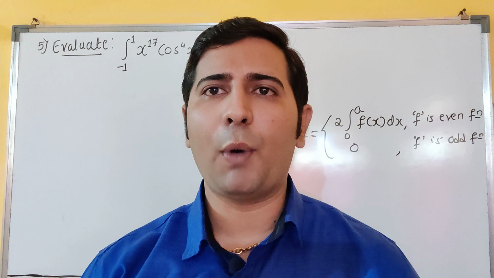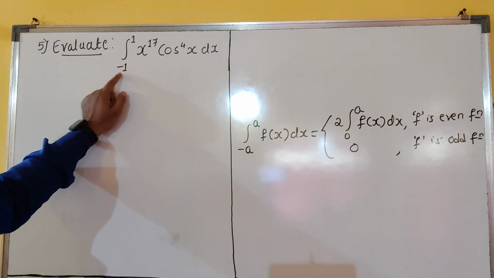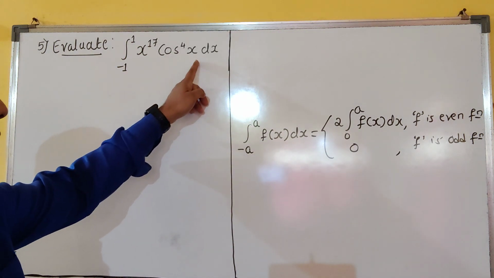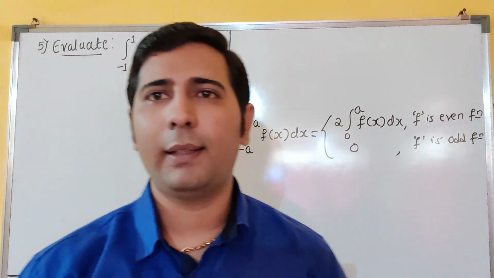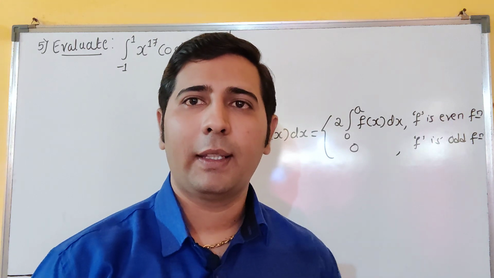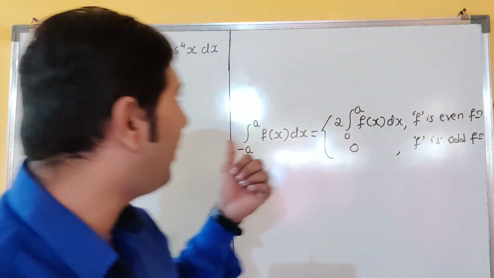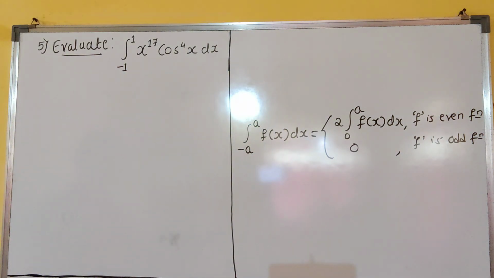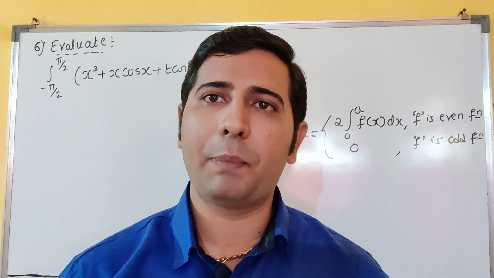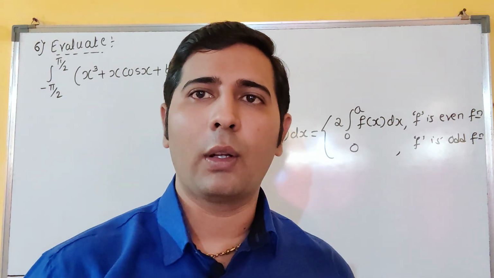So I hope all of you have copied. So we'll see the next question here. Fifth one: evaluate the integral from minus 1 to 1 of x raised to 17 cos raised to 4x dx. And dear students, I will not solve this problem. This will be given as homework for you. Please copy. If you get the answer, please comment. We will see those who say the correct answer. Fine? I will go through your answers and reply whether it is correct or wrong. Now let us see the next question.